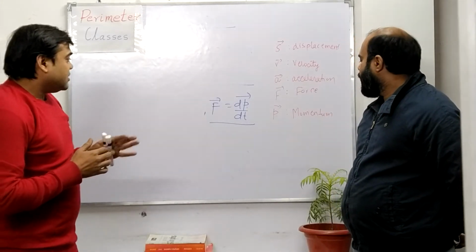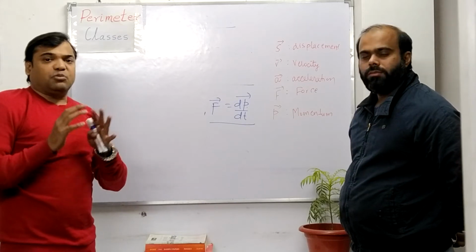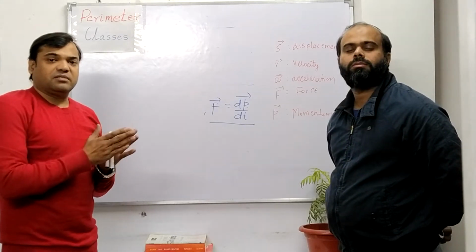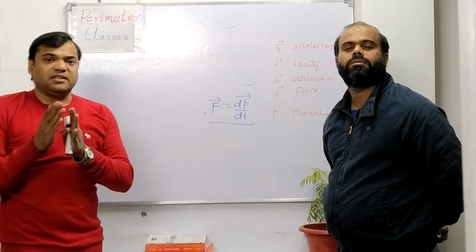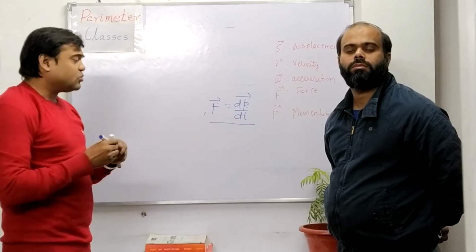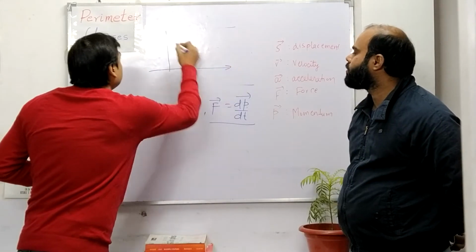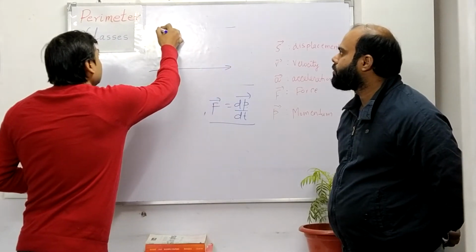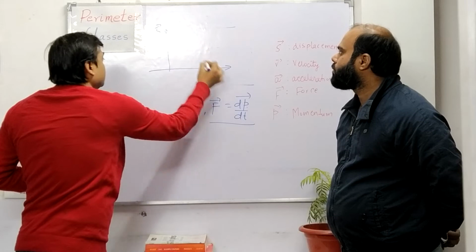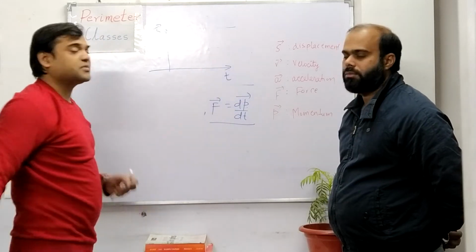So now we have discussed two types of quantities: the average value of a quantity and the instantaneous value of a quantity. So what is the relation between the two? Let us discuss this using a graph here. Let us say this is displacement and this is the time interval.